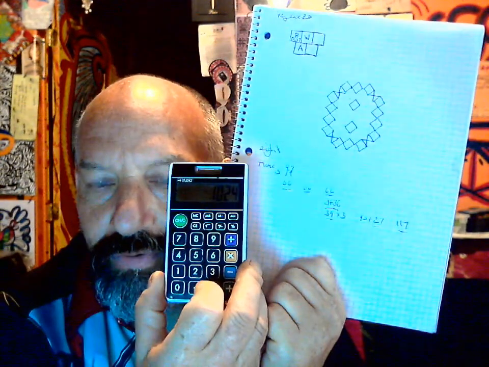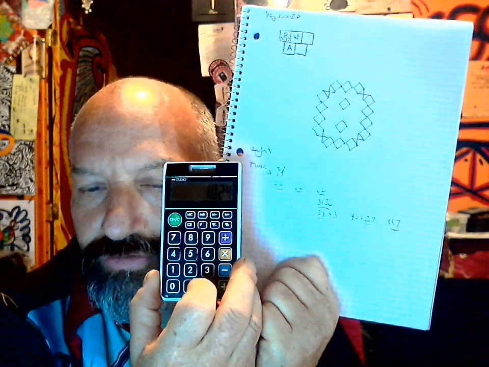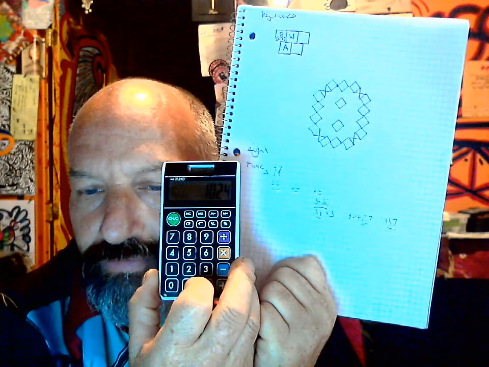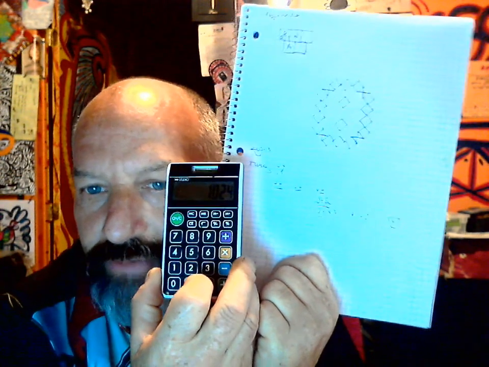8 times 8 times 8 is 4,096. 4,096 divided by 4, I think, is memory. 4,096 divided by 4 equals 1,024. It's memory. 1,024 is memory. 512, 1,024, 2,048, 4,096. 8 times 8 times 8.